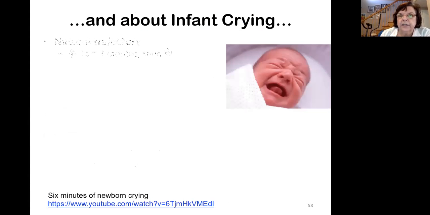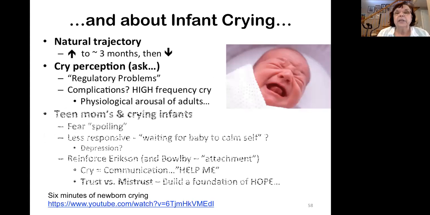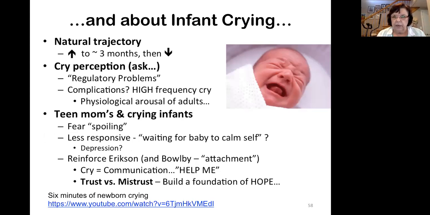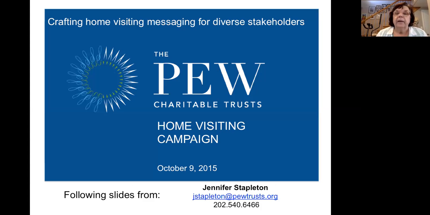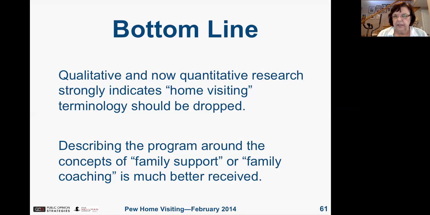So there's some good things. About infant crying, there is a natural trajectory to about 3 months, then it decreases. There can be complications with high frequency cries. Those are found to be pretty irritable by adults. Teen moms and crying infants: we found many of the moms think they're going to spoil their baby if they respond to the cries. So we had to overcome some of that, and they kind of waited for their baby to calm themselves.